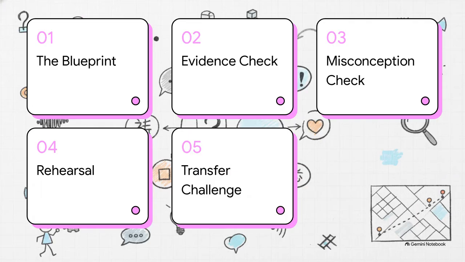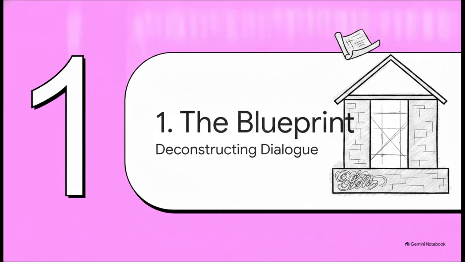Okay, let's dive into this highly structured roadmap. First, we'll look at the blueprint, then an evidence check, followed by a misconception check, a rehearsal, and finally a transfer challenge. All right, Section 1, the blueprint, deconstructing a Mandarin conversation.